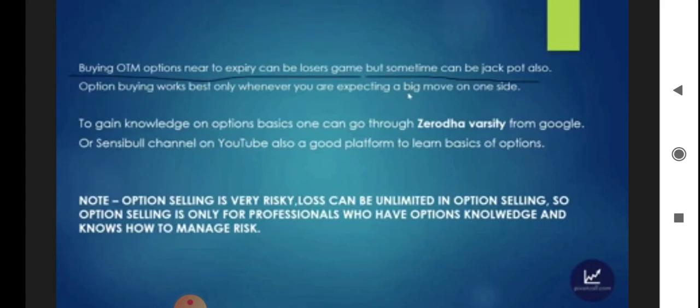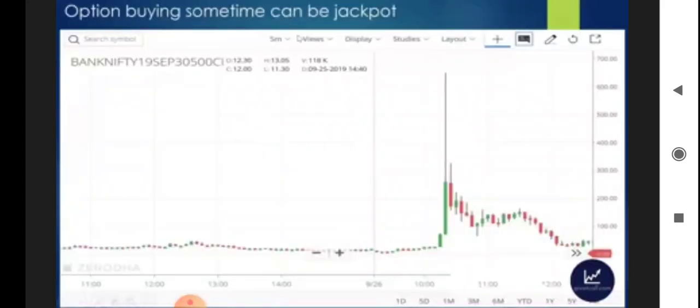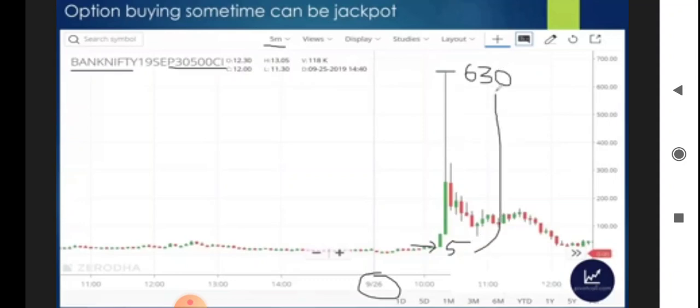Let me show you one chart. Look at this Bank Nifty 30,500 call option on September 26, 2019. It was trading around 5 rupees. Within 15 minutes, this is a 5 minute time frame, you know where it went? 630 rupees. From 5 rupees, the option went to 630 rupees. So that means a 5 rupee option can go more than 100 times, that also within 15 minutes.